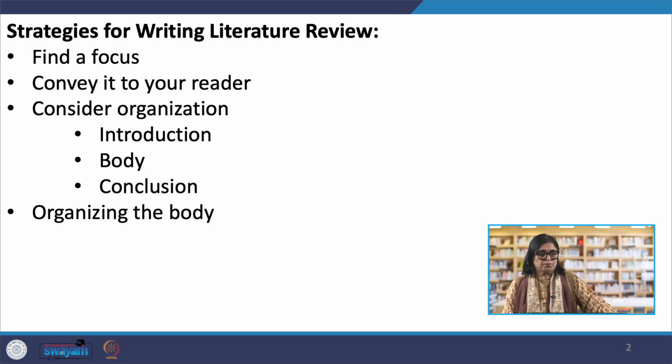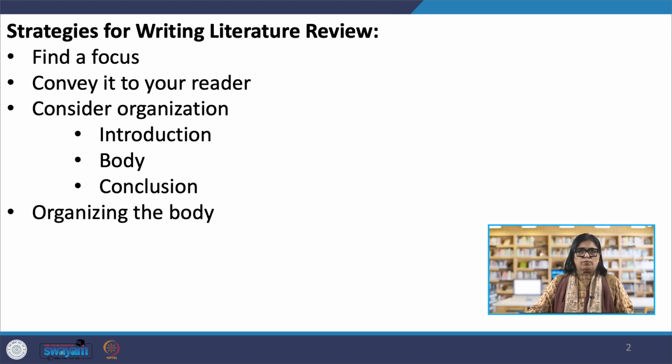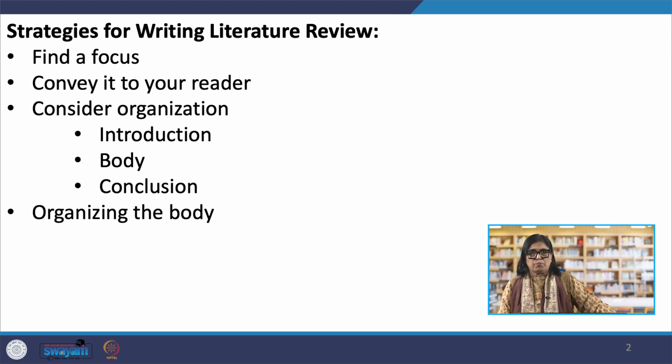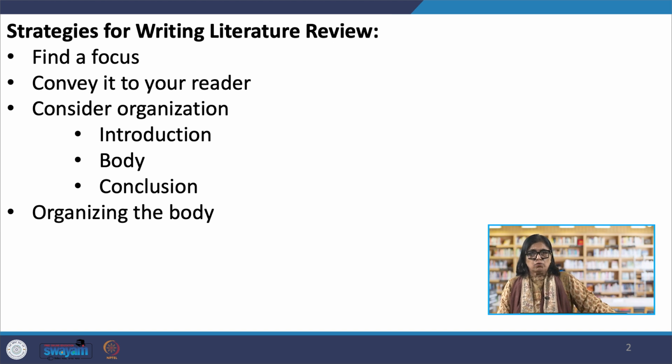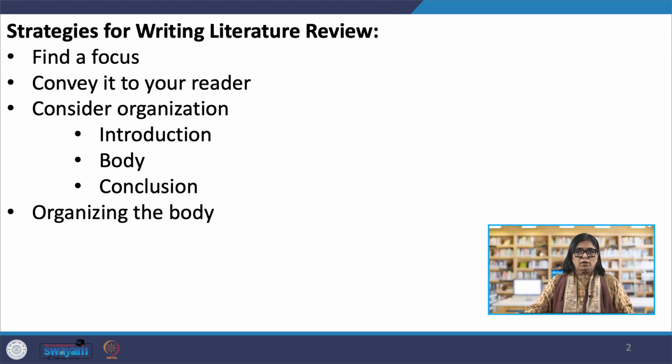Now, the introduction gives a quick idea of the topic of the literature review, such as the central theme or organizational pattern. The body contains your discussion of sources and is organized either chronologically, thematically, or methodologically. The conclusion and recommendations discuss what you have drawn from reviewing the literature so far. Where might the discussion proceed?